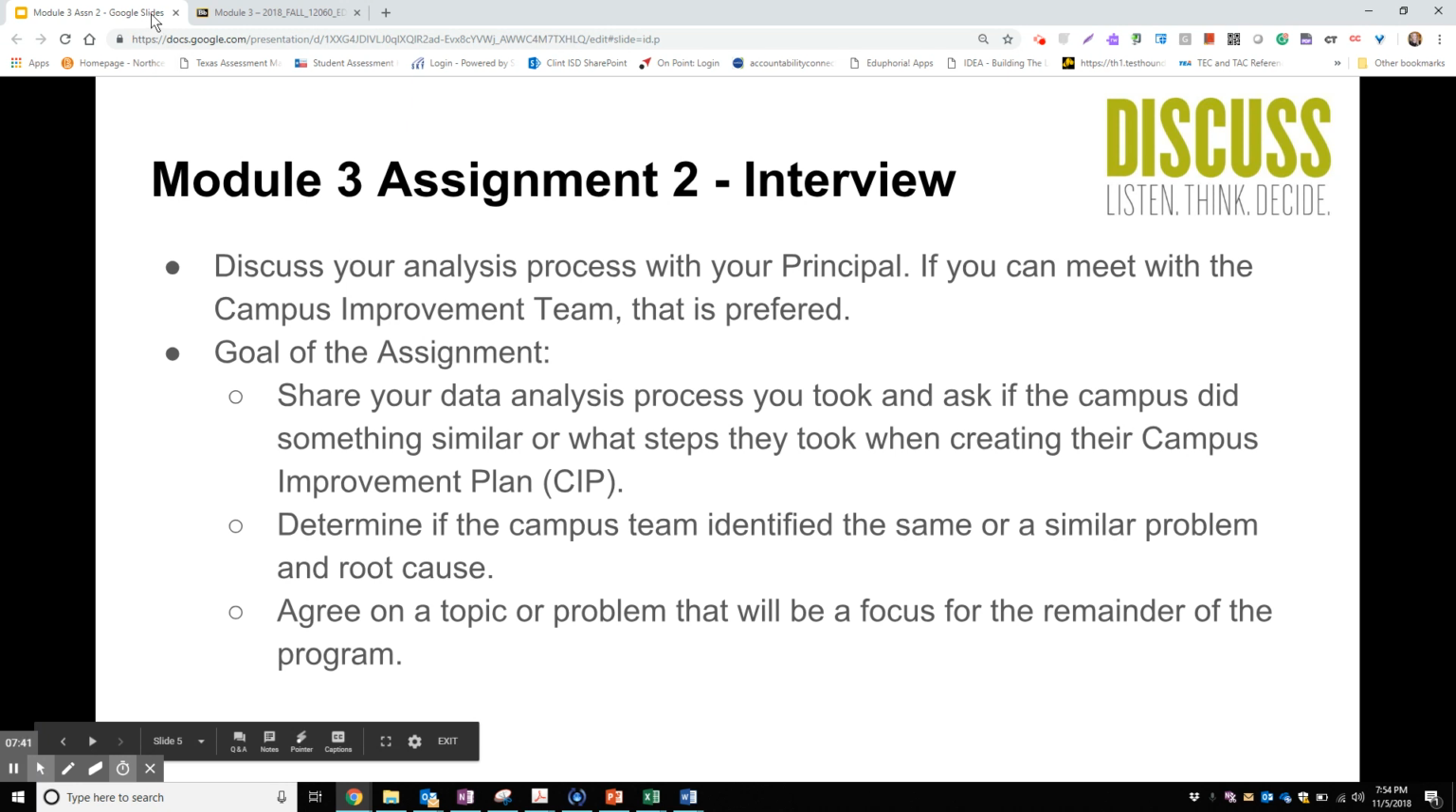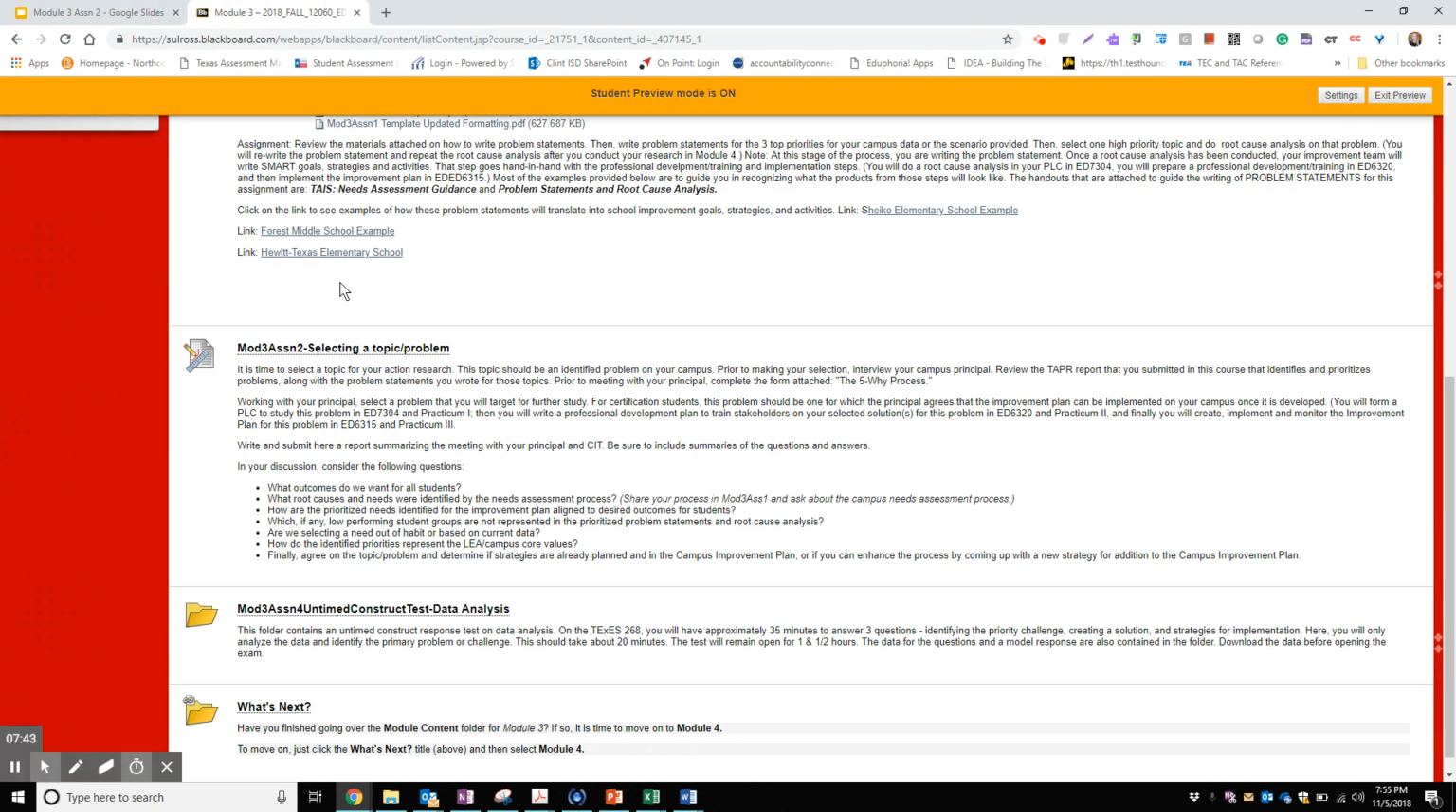Okay, so if I go back to Blackboard, here's Module 3 Assignment 2, and these are talking points for your discussion. What outcomes do we want for all students? What root causes and needs were identified by the needs assessment process? That's yours and the campus. How are the prioritized needs identified in the improvement plan? Are any of the low performing groups missed?